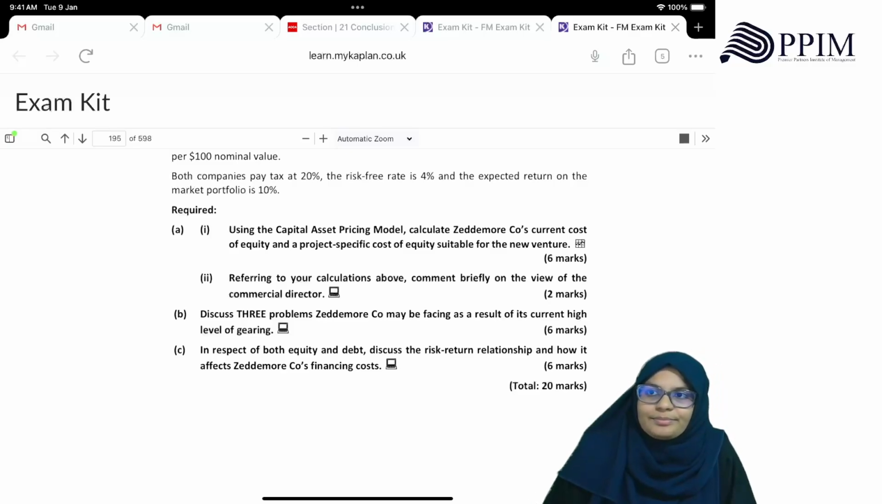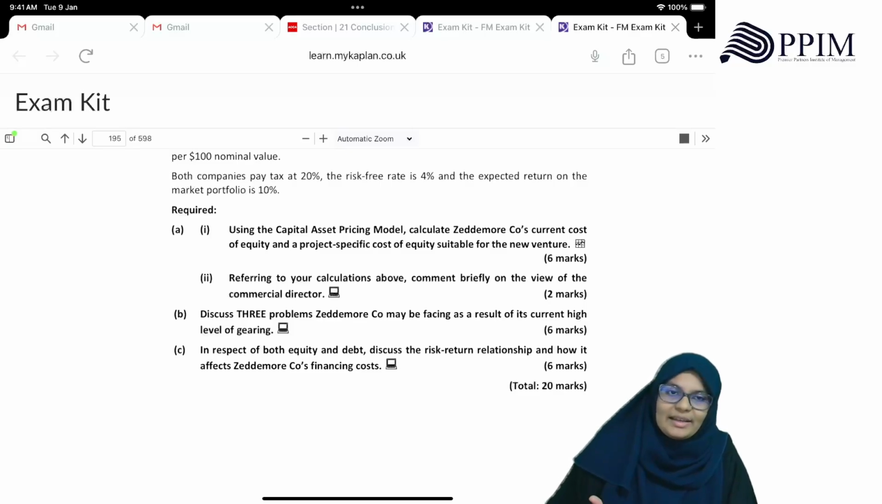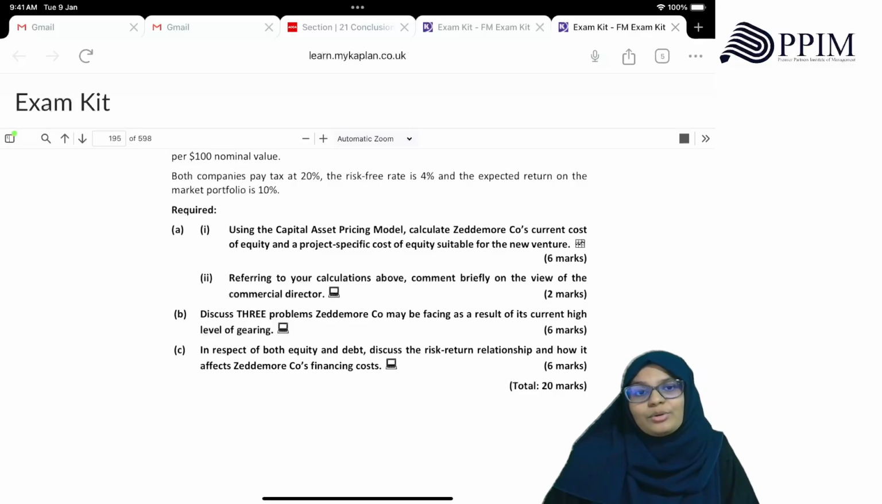What else? Bankruptcies. Yeah, in case you default on interest payment, the bank might force you to liquidate. Anything else? 3 points are enough. One more thing is, in case you want more finance, since you're already heavily in debt, banks may not be willing to give you more. Okay, so that's another problem, right? So if you can mention that, you will get an easy 6 marks there.